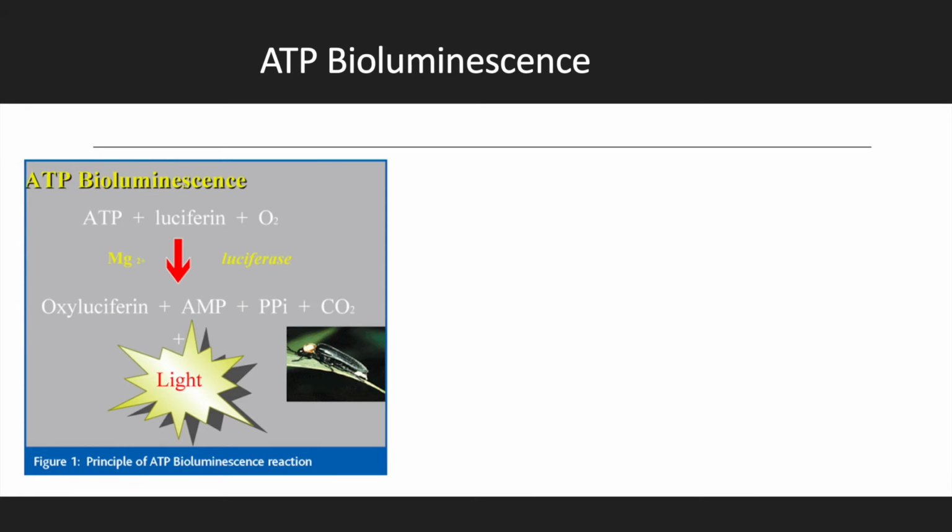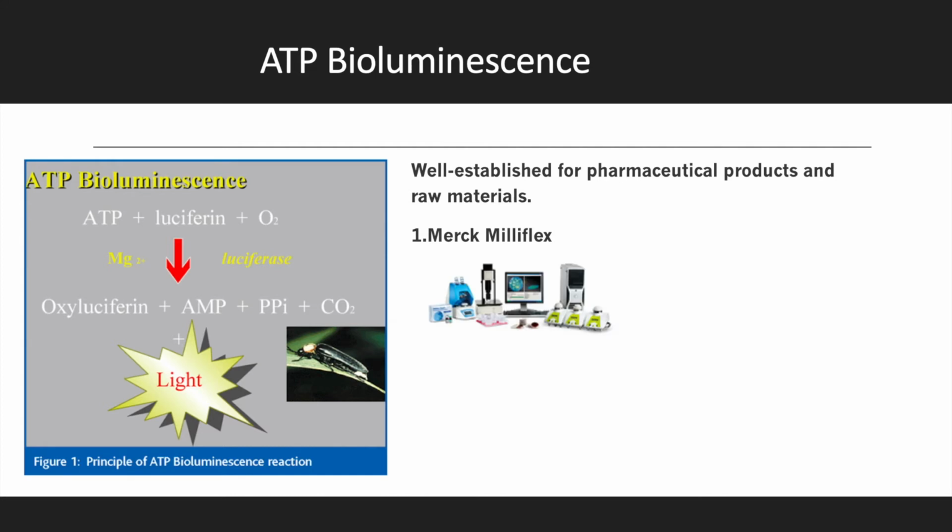ATP bioluminescence is a well-established protocol for pharmaceutical products and raw materials. ATP bioluminescence uses luciferin and luciferase to break down microbial ATP from growing cells to produce light, and this light is detectable by a luminometer. The only thing with this test, though, is you have to really minimize the presence of non-microbial ATP. An example of a machine developed using this technology for GMP is the Merck Milliflex.